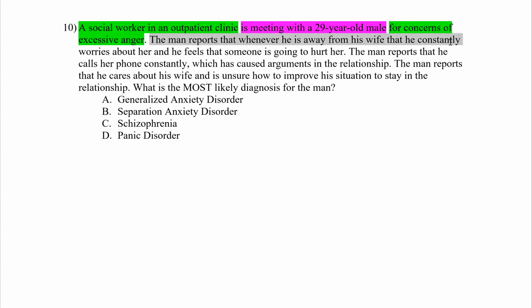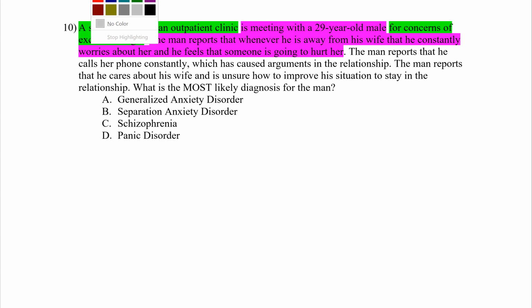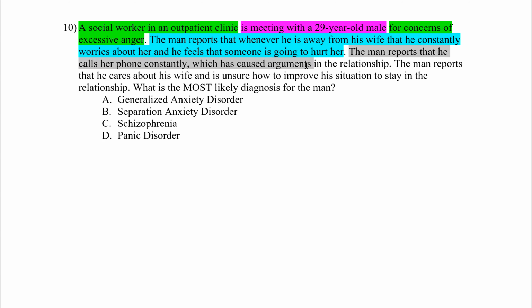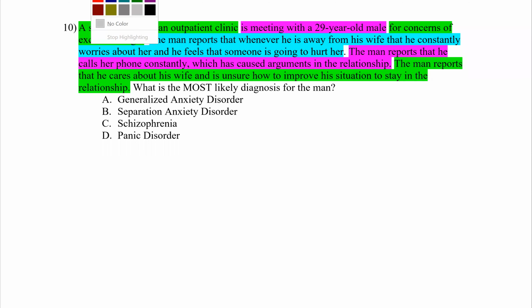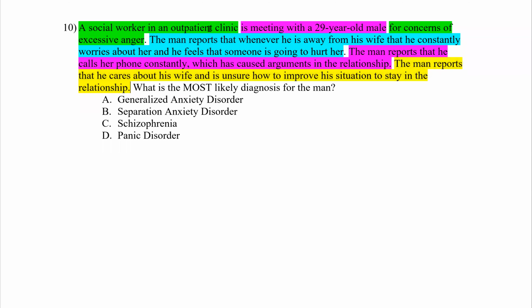The man reports that whenever he's away from his wife, he'll constantly worry about her and feels like someone is going to hurt her. So hyperprotectivity over his wife or hypervigilance. He calls her phone constantly, which has caused arguments in the relationship. So just constantly needing reassurance that she is okay. The man reports that he cares about his wife and is unsure how to improve his situation to stay in the relationship. So he wants to improve the situation in the best way he can. What is the most likely diagnosis for the man?